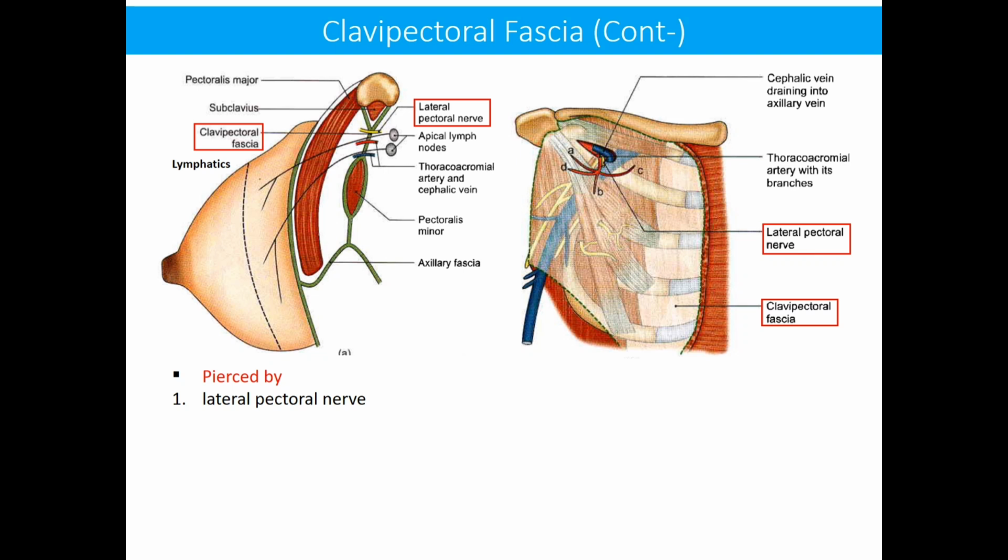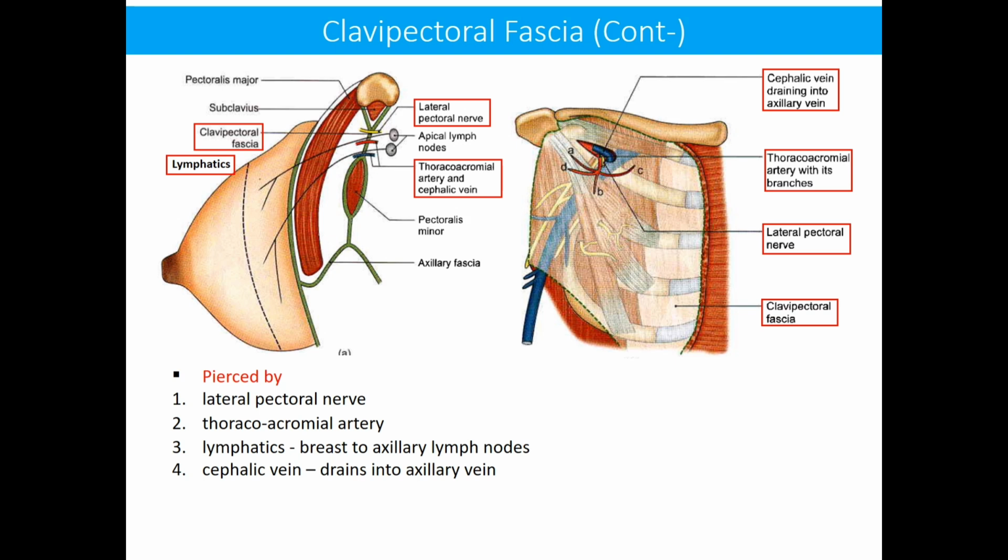Clavipectoral fascia is pierced by lateral pectoral nerve, thoracoacromial artery, lymphatic from breast to the axillary lymph nodes, and cephalic vein which drains into the axillary vein. Notable point is that first two structures of the above pass outward, whereas the last two structures of the above pass inward.